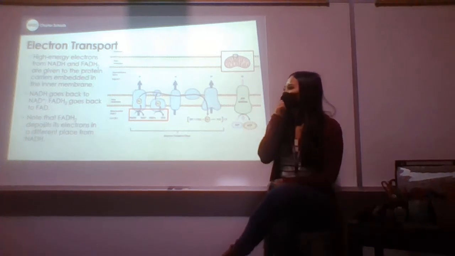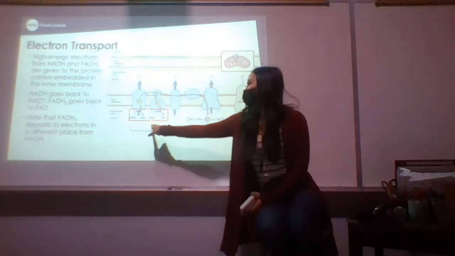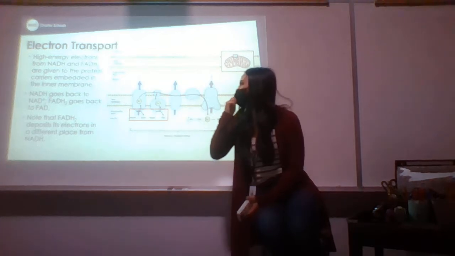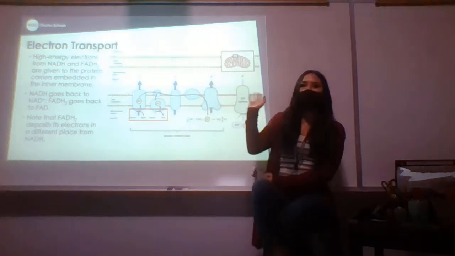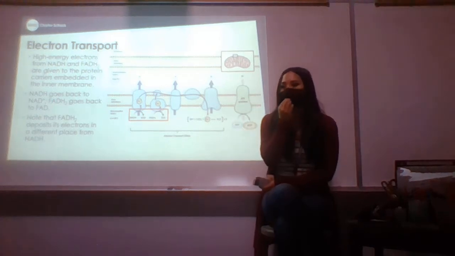So the first thing that happens is that NADH will come up to this protein, FADH2 will come up to this protein. They're going to give away their high energy electrons, and then those high energy electrons are going to move through in a chain, and I'll tell you how that's happening.